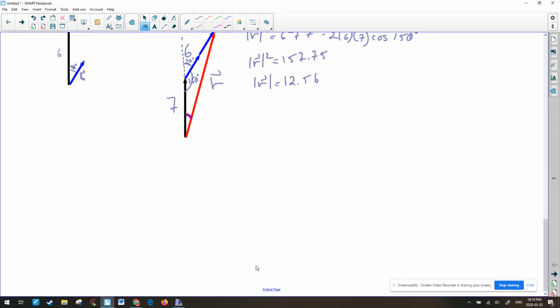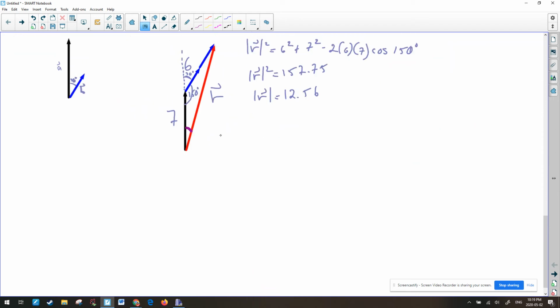So I'm going to go sine law here. I'm going to say that this is the angle I want right here. So I'm going to say that the sine of, I'm just going to call this theta, the sine of theta over 6 is equal to the sine of 150 over 12.56. And then I'm going to solve.